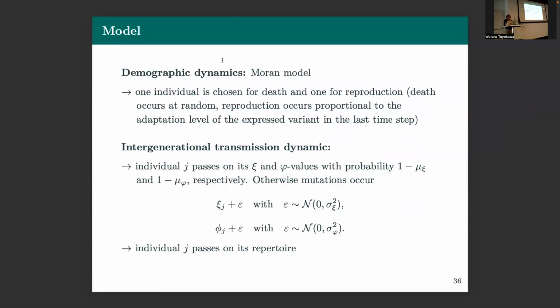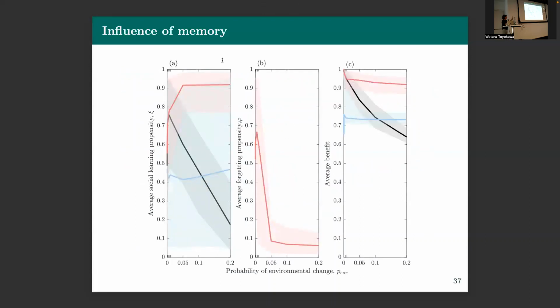Now, the same thing: we initialize our model, we run it, and what we are interested in is what values our variables xi, the propensity for social learning, and phi, the propensity for forgetting, actually evolve to on the population level. So those are the results. It's a bit much, but we go through it slowly, one by one.